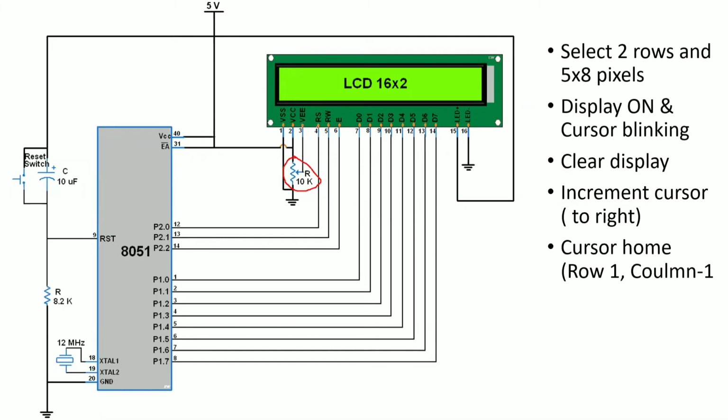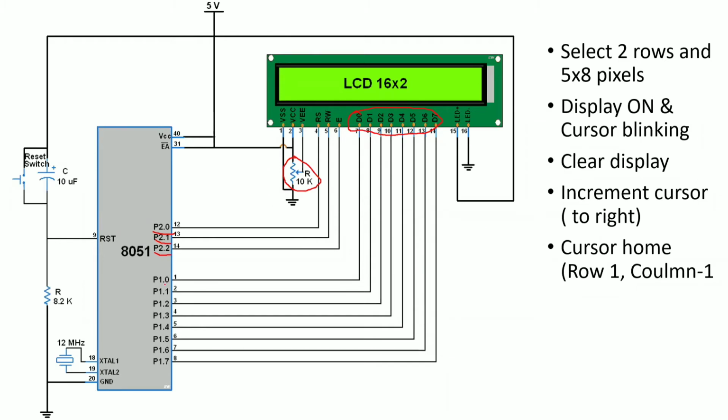The next one is register select RS, which is connected to your port 2.0. Next one is RW, which is the read write pin, which is connected to 2.1, and the enable pin, which is connected to 2.2 of your 8051 microcontroller. The remaining D0 to D7, that is, the total 8 data pins of your LCD display, are connected to port 1.